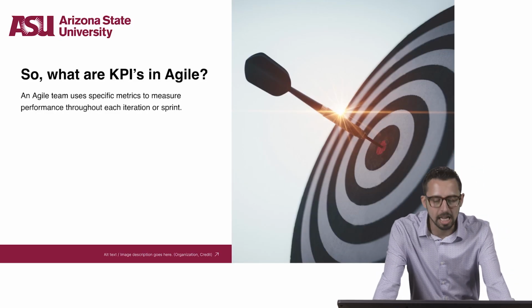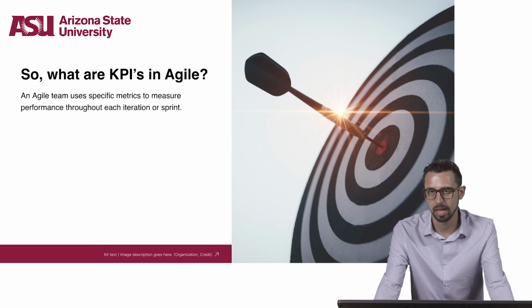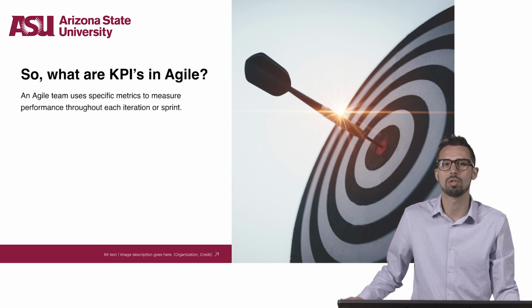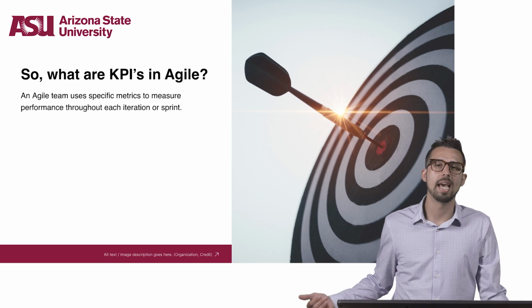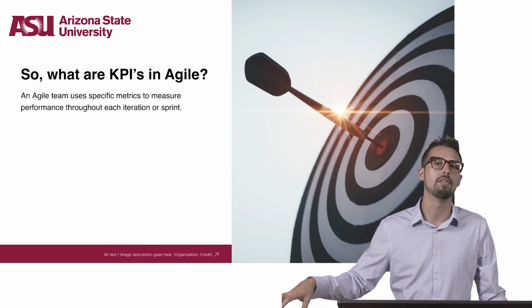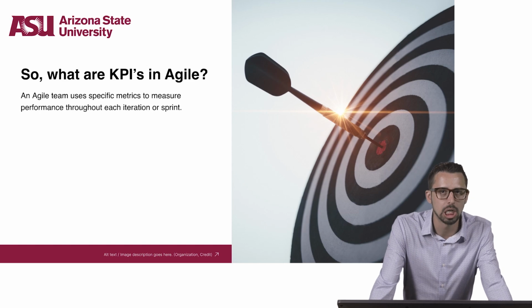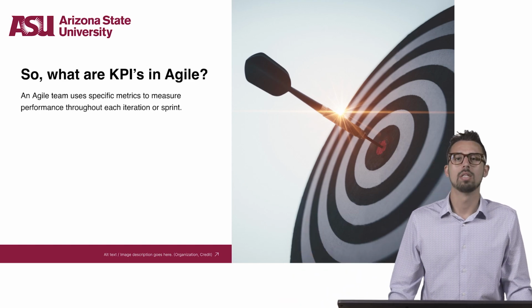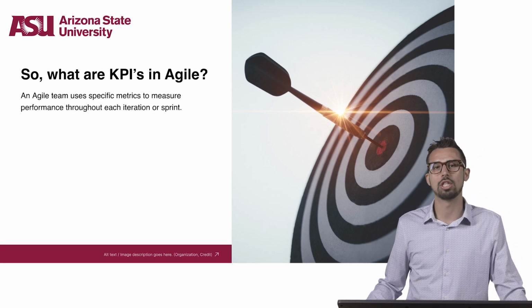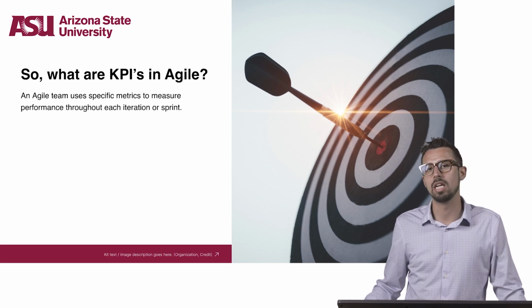So, what are KPIs in Agile specifically? It's the same idea. An Agile team uses specific metrics to measure performance throughout each iteration or sprint. And these indicators are used in strategic planning to guide the direction of the next iteration. As the name suggests, the world of Agile moves very quickly. One of the core principles of the Agile Manifesto is that working software should be delivered frequently within a short time frame.